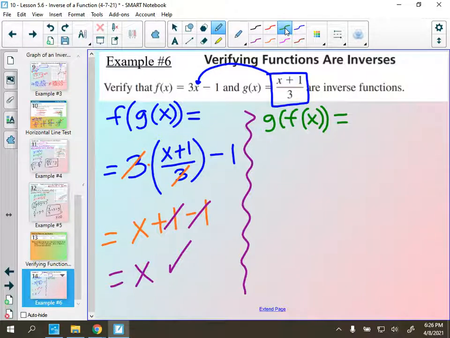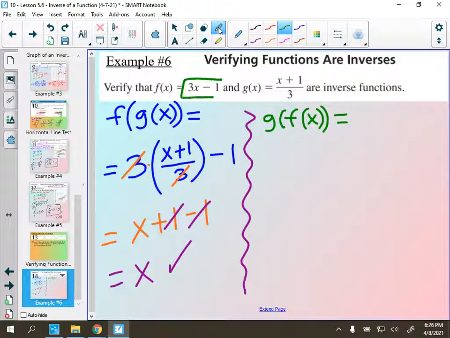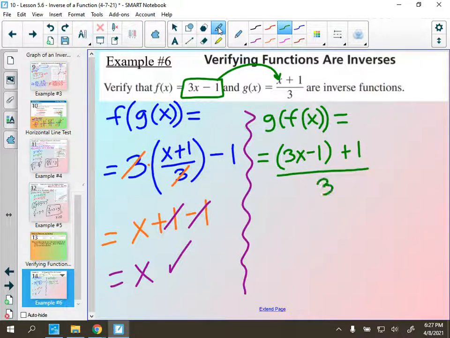All right, so starting over, I'm going to clear this off just so you can see what's going on. We are going to take this function and plug it in right there. So right after, here we go, in the numerator, 3x minus 1. You can use parentheses on that if you want. Plus 1 over 3. So I'm just picking up on the function here. I got the plus 1 over 3. I just replaced that x with this whole function.